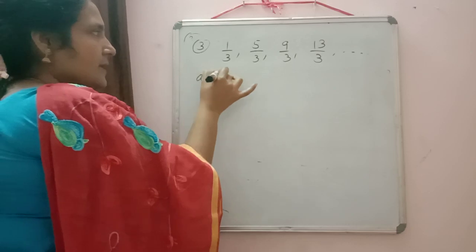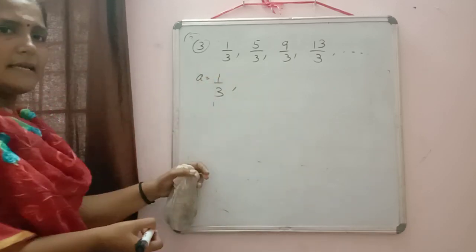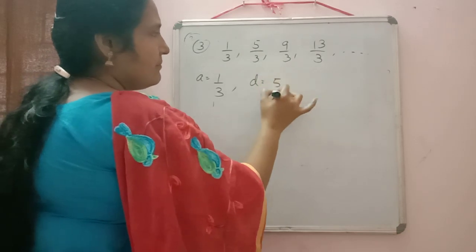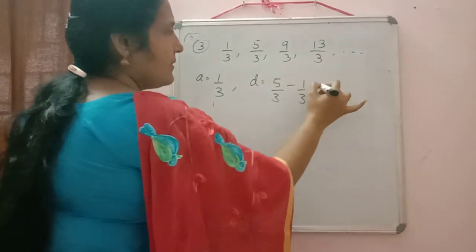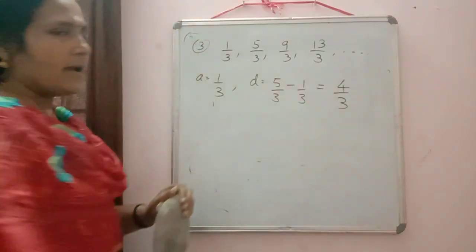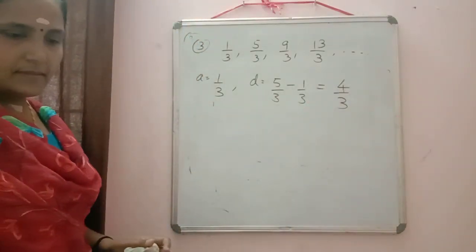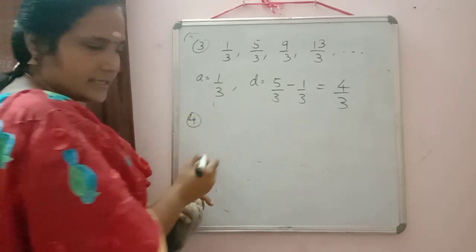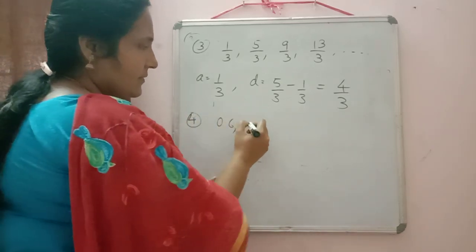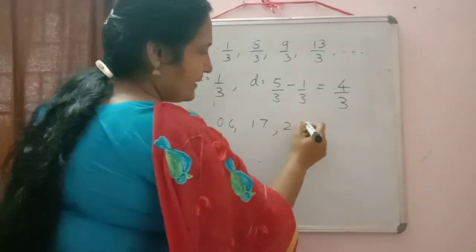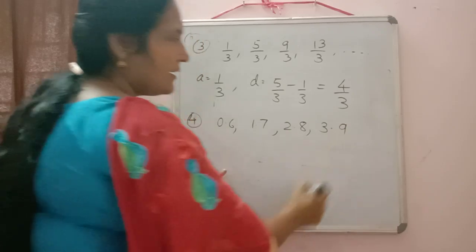First term is, yes, first term is 1 by 3. Calculate the common difference. D is equal to 5 by 3 minus 1 by 3. That will be equal to, yes, 4 by 3. Okay. One more question we can discuss. Next one is 0.6, 1.7, 2.8, 3.9.